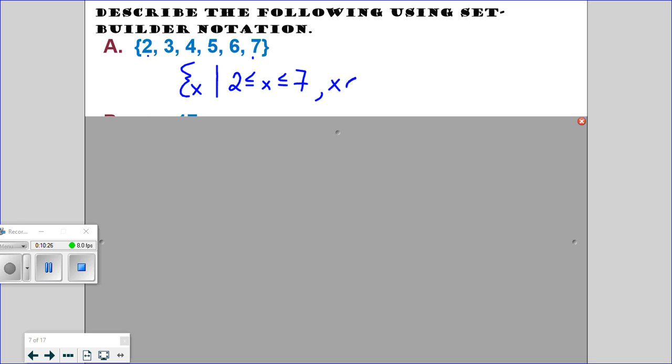Comma, x exists in, and then we fill in that last one with either R for real numbers or Z for integers, and the question is, are there decimals in this set? No decimals, right? I literally can see every number in this set. There are no decimals, and if there are no decimals, I say integers.